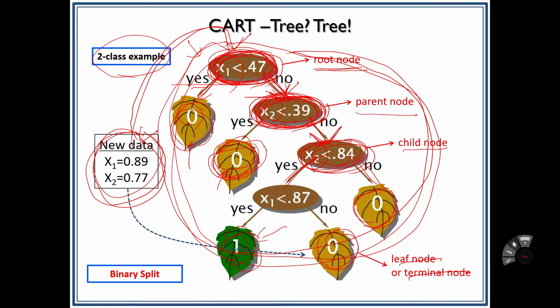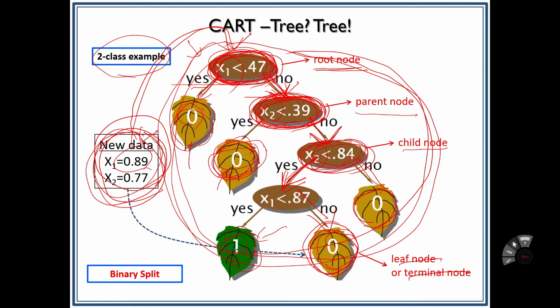Is it yes? Yes. We go in this direction, and is x1 less than 0.87? No, it's 0.89, so we go in this direction. So this new observation falls into this leaf node, and its class label is 0, so we classify this new object as class 0.